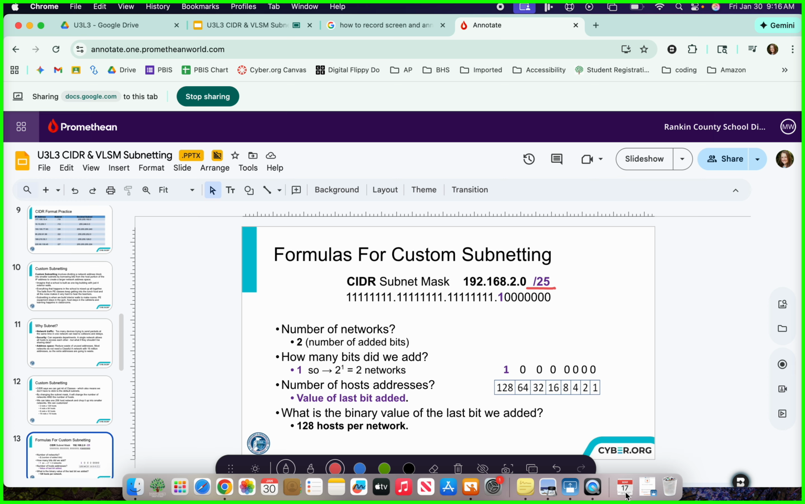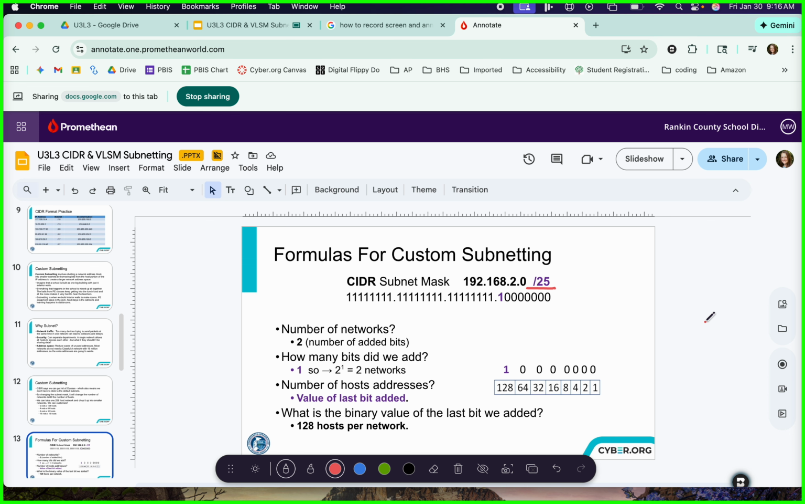You're going to see that it is the first number, and we need to know how many networks. Well, first of all, how many bits were borrowed? 1 bit was borrowed. So in our CIDR, if it were slash 32, they would all be zeros in the last octet. But it's slash 25, so we borrowed 1 bit from the 4th octet for our network mask.